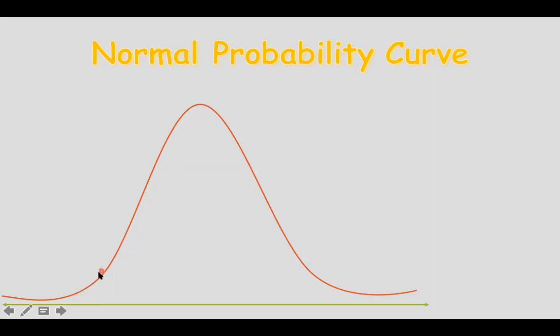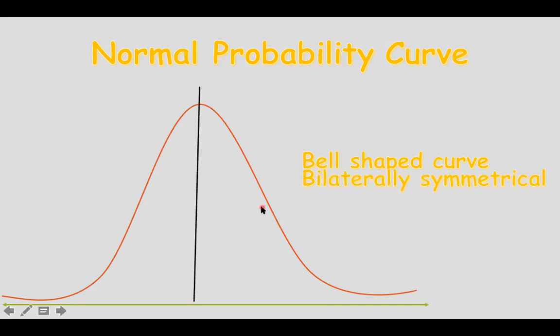Then there is another thing, that this curve has a middle value that divides the curve into two equal parts. How is it equal? We say that this part is the mirror image of this part, or this part is equal to this part. If we fold the curve along this line, the two parts will coincide with each other. So it is bilaterally symmetrical in nature. The normal probability curve is bilaterally symmetrical in nature.